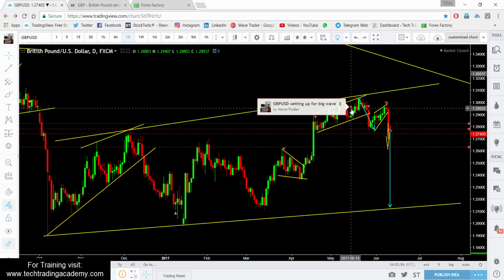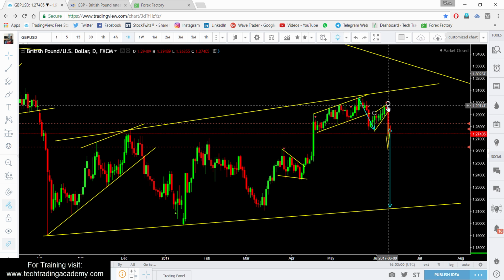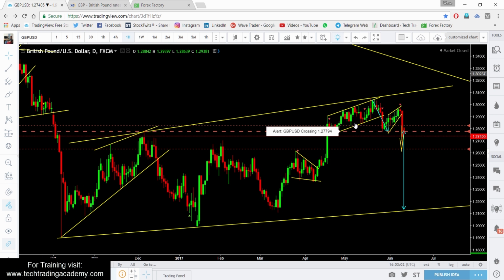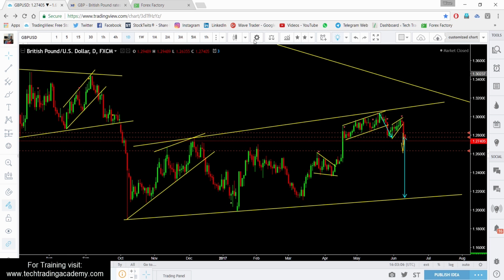Once price was at the top, we were looking for sell, we were looking for sell from that top. So far we can see that price has broken down, and broken down with a strong impulse.